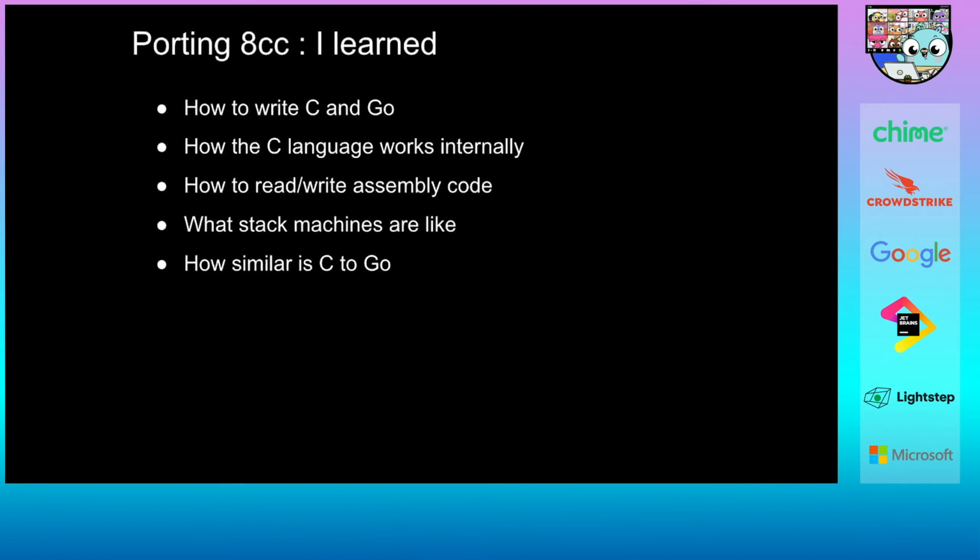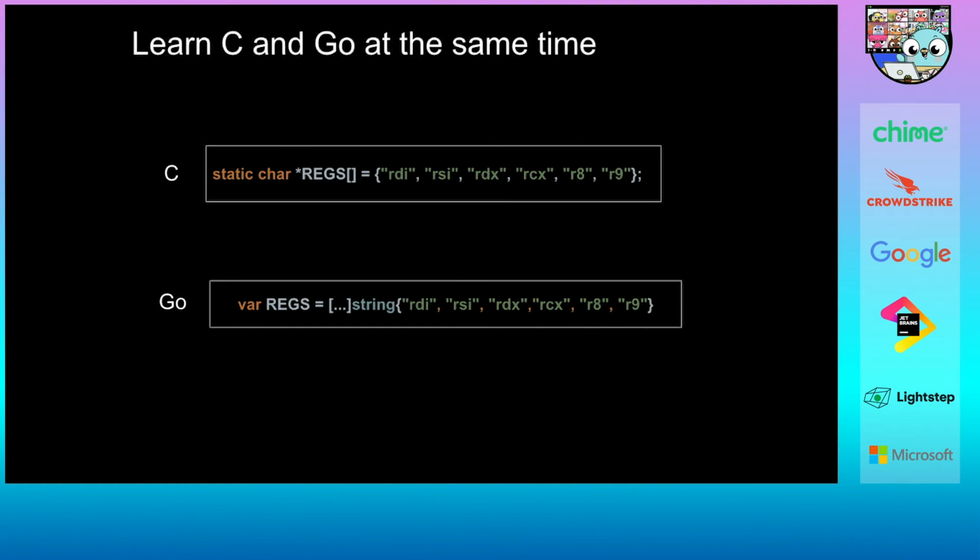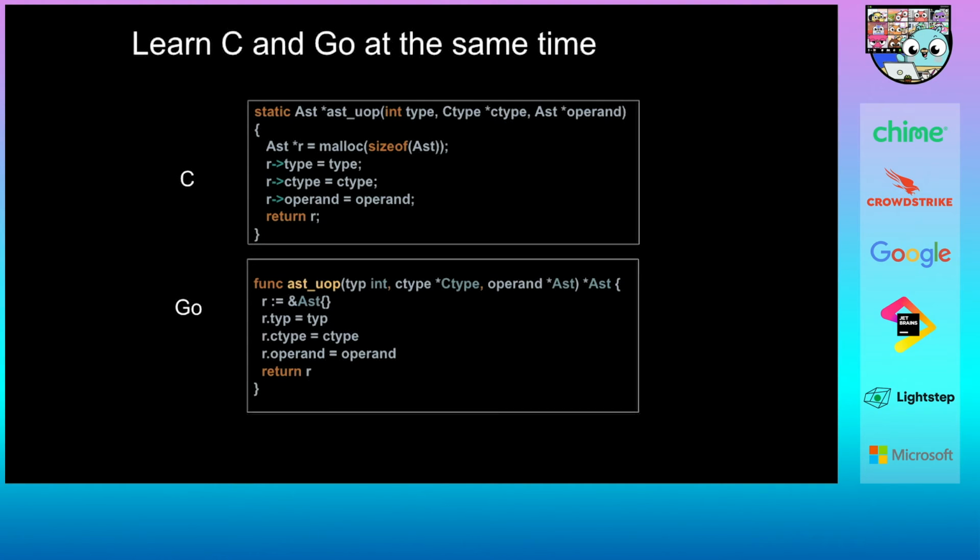I learned how to write C and Go, how the C language works internally, how to read and write assembly code, what stack machines are like, and how similar C is to Go. I learned C and Go at the same time by comparing code of the same meaning. This is an example. Array literal of Go language came from C language.